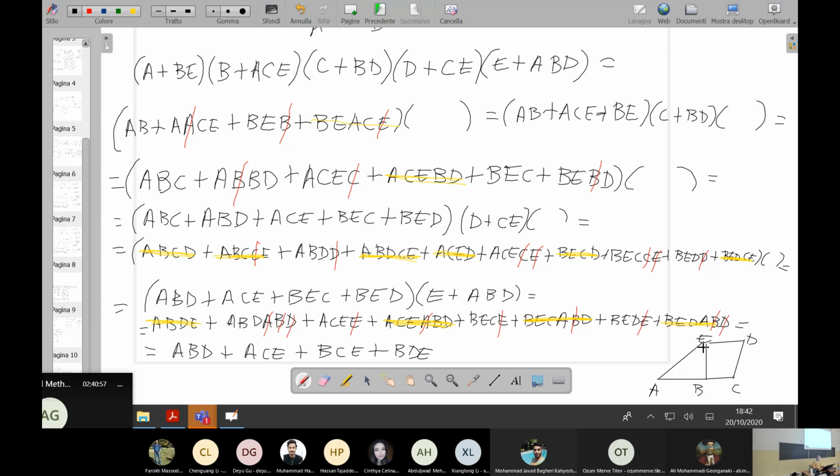ACE, yeah, again, it is a minimal covering. BCE, B, C, and E, yeah. And BDE, also a minimal covering. So these are the minimal coverings: A, B, and D; A, C, and E; B, C, and E; and B, D, and E.